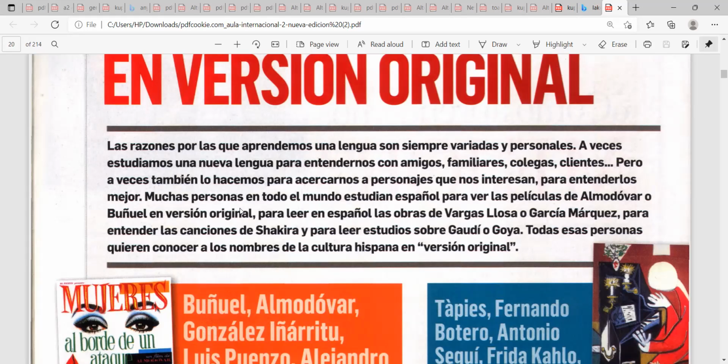Acercarnos, closer, okay. A personajes, repetir por favor. A personajes, closer to the people, to the personalities. Personajes que nos interesan, that we have an interest in. Now, for example, I want to speak to people in Spanish and I have an interest in something. Pero a veces también lo hacemos para acercarnos, we come closer to a personality, to a character. A personajes que nos interesan, which interest us. Claro. Para entenderlos mejor, we study it to understand them better.